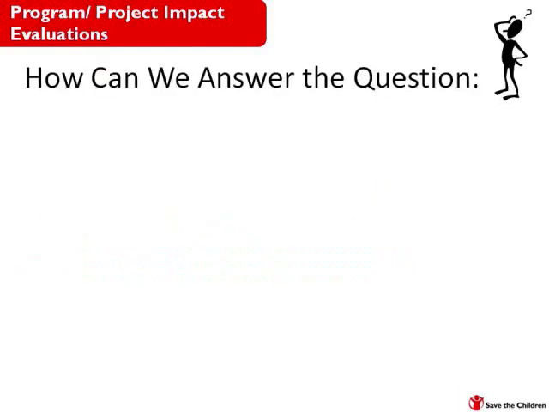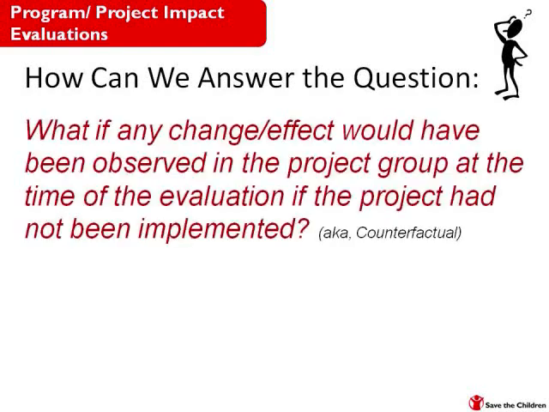Another way to understand or approach net change or net effect is to ask the question in reverse, or just the opposite. And that is, what, if any, change or effect would have been observed in the project group at the time of the evaluation if the project had not been implemented? This is also known as the counterfactual. So how do we go about answering the question, what change would have occurred in our project group over the project time if the project had not been implemented?